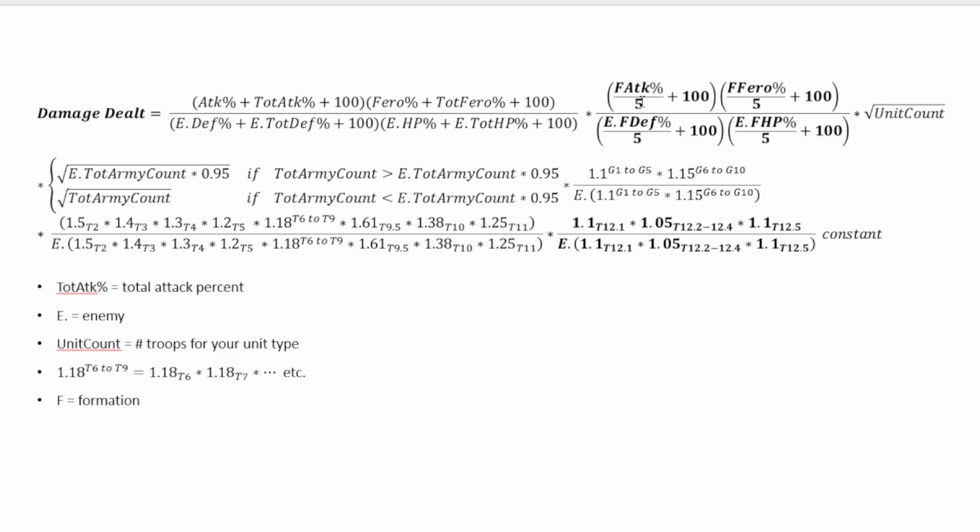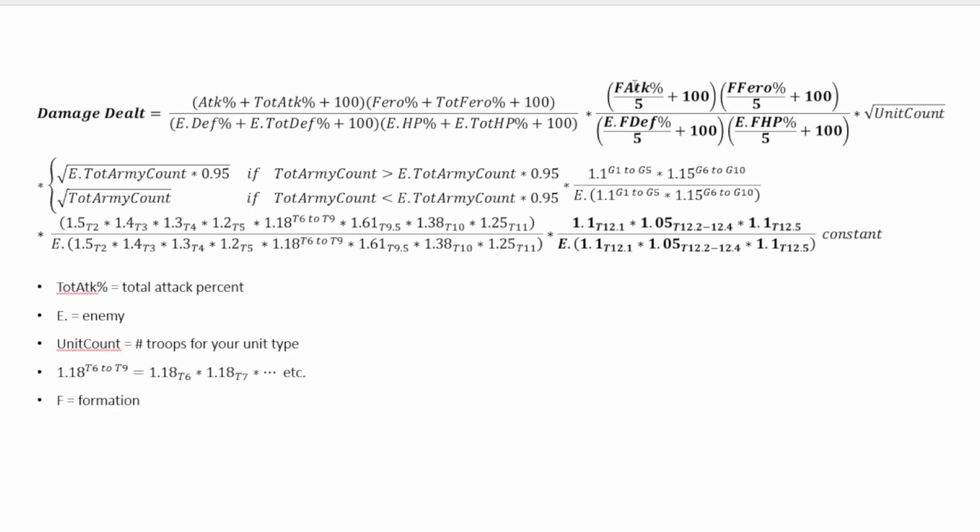But for formation stats, if you increase your formation attack from 0% to 100%, then your damage will be multiplied by 100 divided by 5 plus 100. Of course, divided by 100 since it's measuring in percentages. It will increase by 1.2 instead of 2.